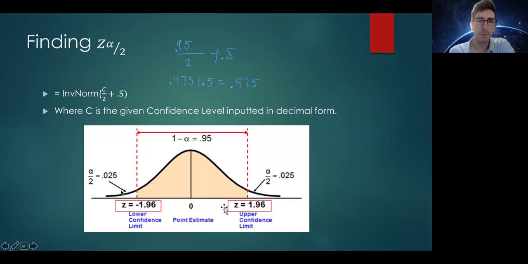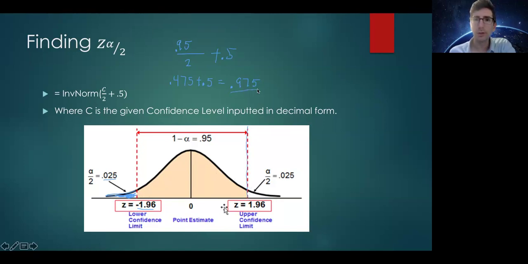In the last slide, right, I plugged in 0.025, the area under the curve to the left of our lower cutoff value, and that gave us negative 1.9599, or that negative 1.96. Right here, we're adding the 0.5, so we're actually finding this z value over here.